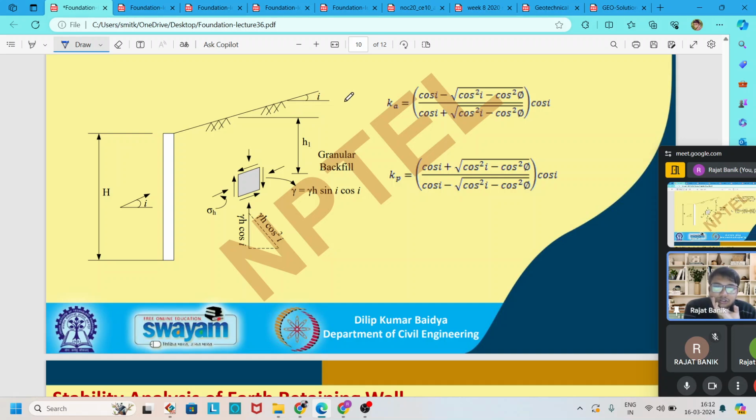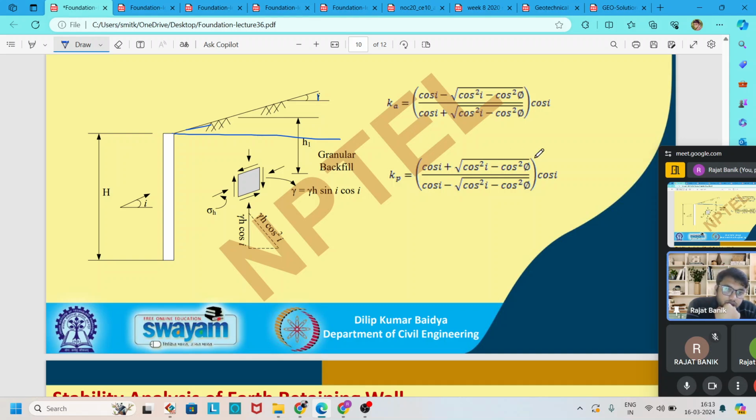We also learn that if the backfill material is not horizontal, that means the surface of the backfill material is at an angle i, then there is a change in the active earth pressure coefficient and also the passive earth pressure coefficient. The active earth pressure coefficient is equal to cos i minus root over cos square i minus cos square phi, divided by cos i plus root over cos square i minus cos square phi, whole into cos i. In passive earth pressure, it is the inverse of the active earth pressure coefficient.